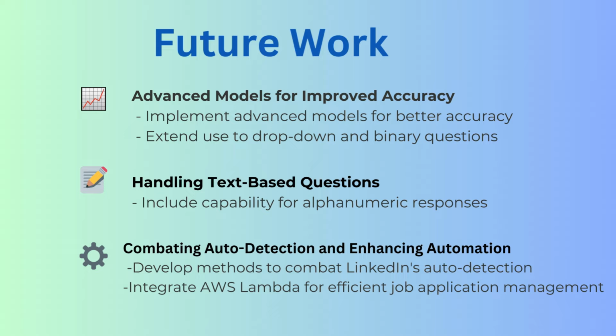And finally, as we advance, we plan to develop methods to combat LinkedIn's auto-detection systems and also integrate with serverless functions, such as AWS Lambda, to trigger and manage job applications. So instead of applying for multiple jobs in quick succession, we can space out the applications randomly over several hours or days. We can also introduce random delays to mimic human behavior. Such strategies can help mitigate auto-detection systems. By implementing such methods, we aim to create a more robust and reliable automation tool for LinkedIn job applications.